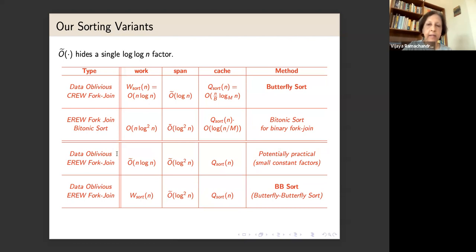And of course, it's EREW. And our second EREW version has optimal work and caching complexity. It's just the span that is increased by a log n factor. And here the difference is for the small problems, instead of using bitonic sort, we use either AKS, or we can even use zigzag sort by tweaking the parameters a bit. And so that is an EREW version, and it also has optimal work and caching cost.